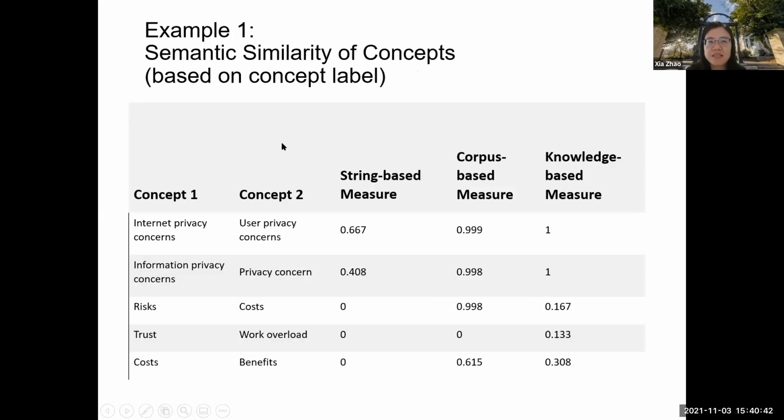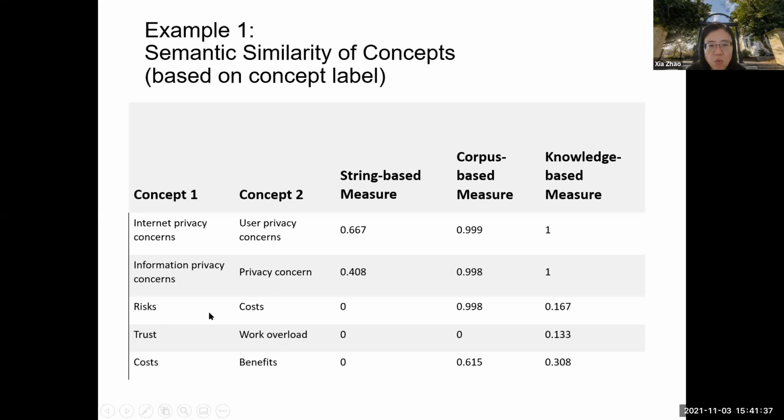So this slide shows an example of semantic similarity of concepts. Those similarity measures are based on concept labels, so the concept names. In the first column, you can see one concept. In the second column, there is another concept. And you can apply different measures. For the string-based measure, the first two concepts have a similarity level of 0.667. But based on the corpus measure, it's almost the same. And if we consider the knowledge, what these two concepts actually represent, they are the same concept.